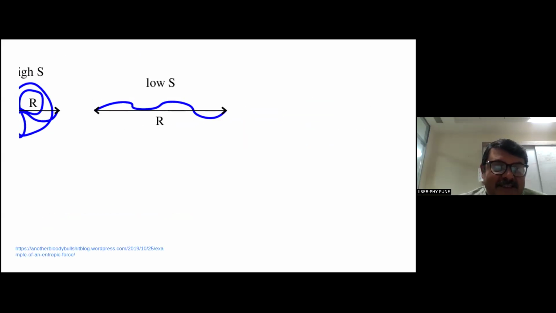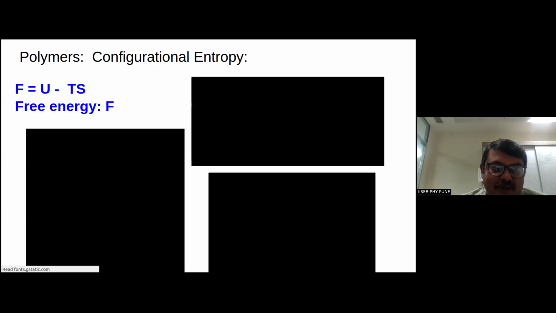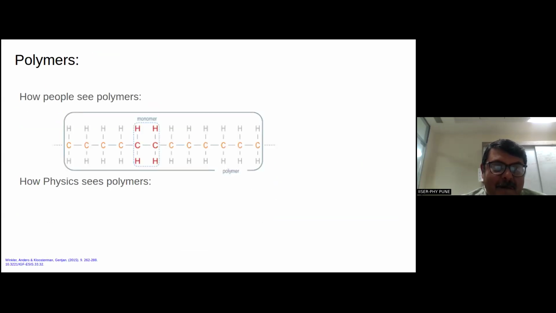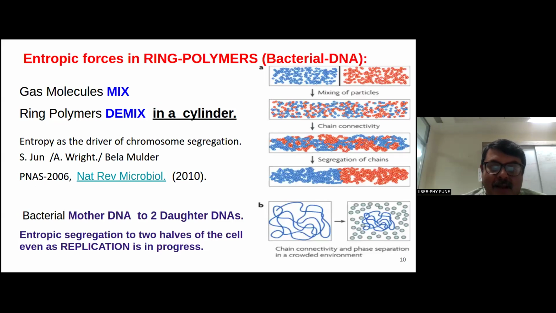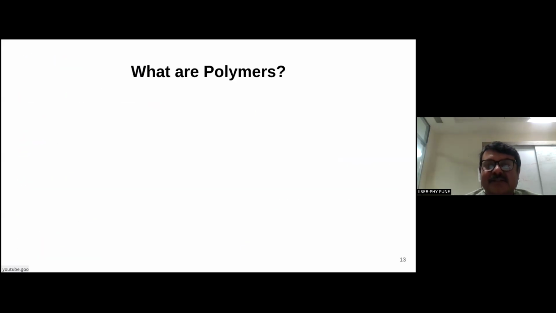Now, what is said here long back, that ring polymers segregate to increase their entropy. How would segregation lead to an increase in entropy? So I had to give you this concept of entropy before I discuss this. Right, so now let's discuss this.